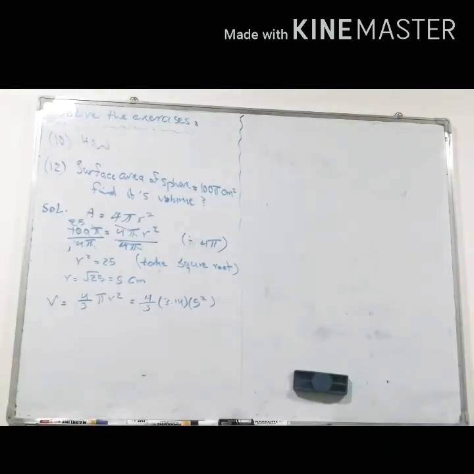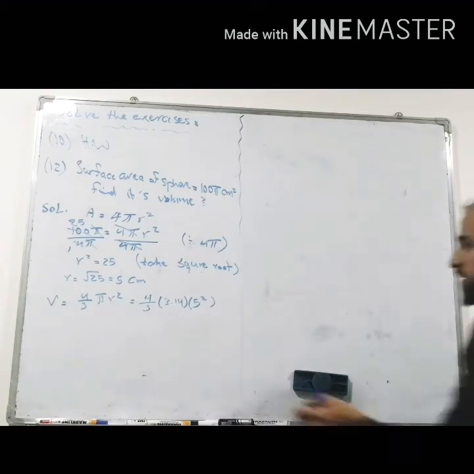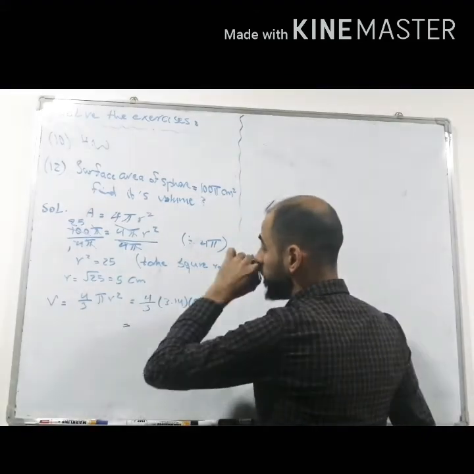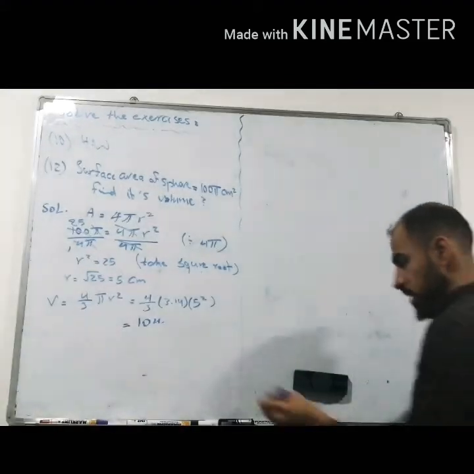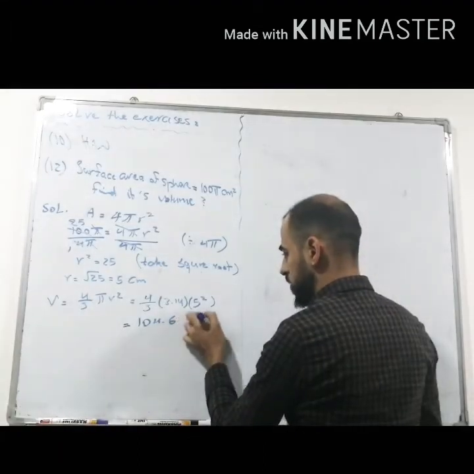Also, you calculate it by calculator. 4 over 3 multiplied by 3.14 multiplied by 5 to the power 2, which is 25. The volume of this surface is equal to 104.6 centimeter to the power 3.